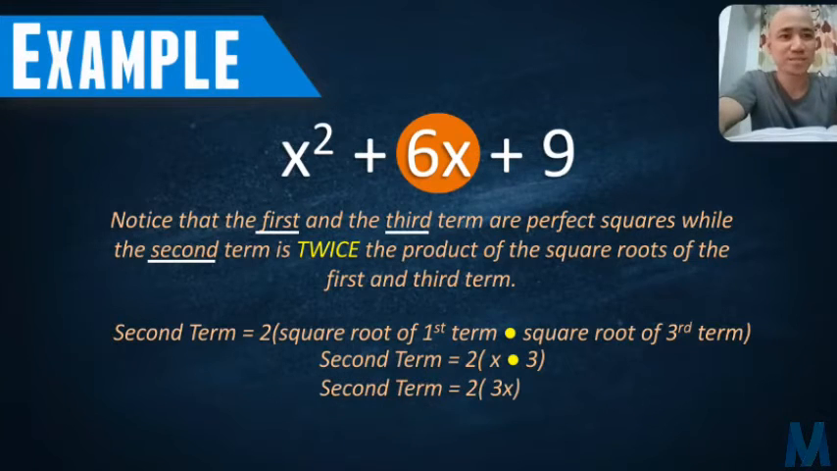Okay, second term is, paano nakuha ang 6x? We have 2 times x times 3. So we have 2 times 3x. The result is 6x. Okay?